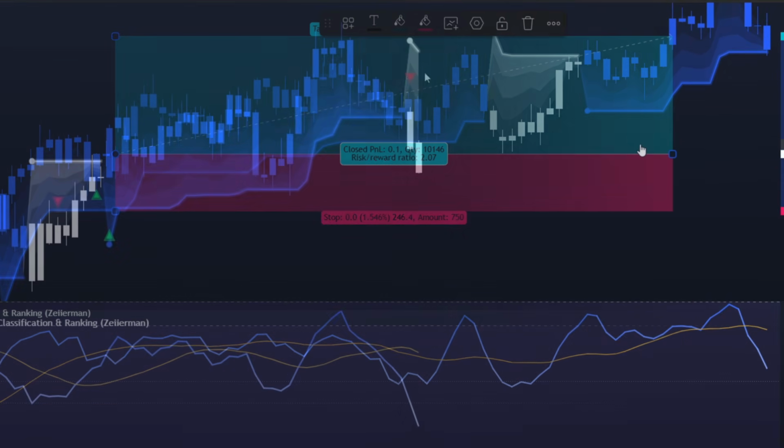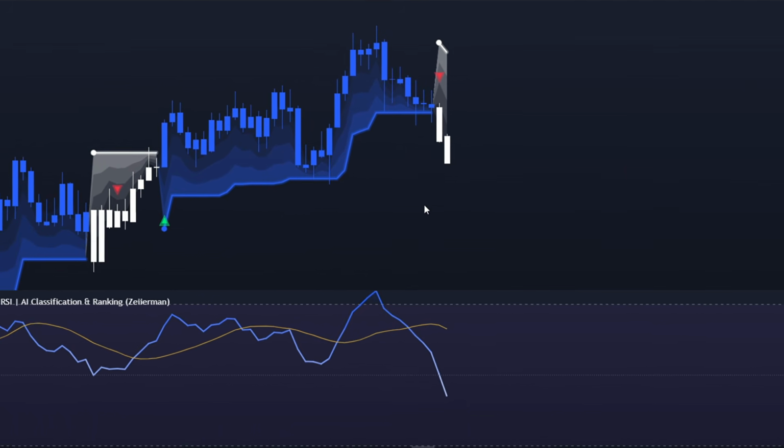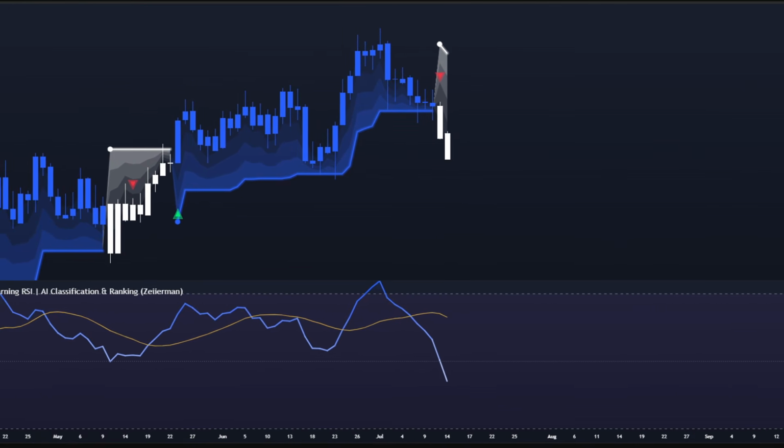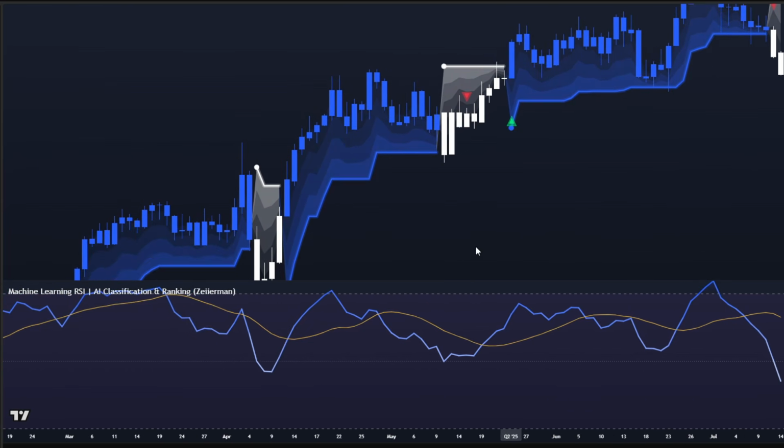Now, compare that with the sell signal here. No clean structure break, no divergence, no price action confirmation. So we simply do not act on a signal like that. One signal on its own is never the trade. The trade is when several things agree.